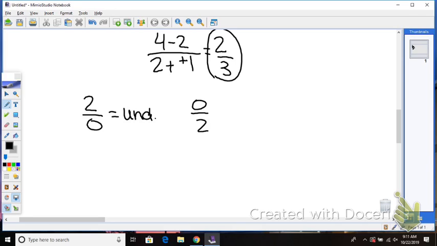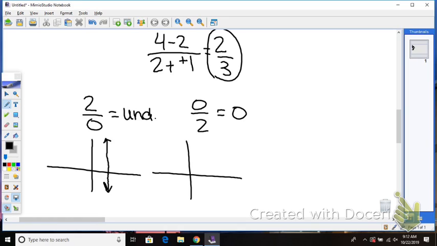If I have 0 pizzas and I'm going to divide it by 2 friends, how many pizzas do we have? We still have 0 pizzas. So an undefined slope is going to be like rise 2, run 0. So if I'm going to rise 2 and run 0, rise 2 and run 0, it's just a vertical line straight up and down. If I have a 0 slope, if I'm going to rise 0 and run 2, rise 0 and run 2, it's just a horizontal line.